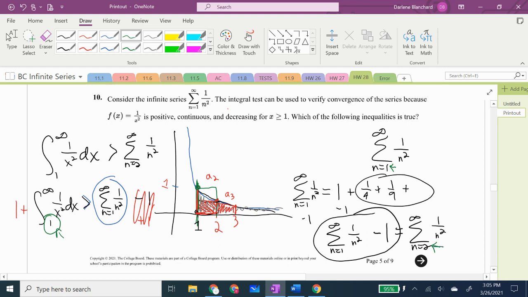But if you start with n equals 2 as your very first term, you are 1 unit away from where the area of that integral is beginning. So you have to head to the left and make that rectangle go from 1 to 2 in order to see what the inequality is.